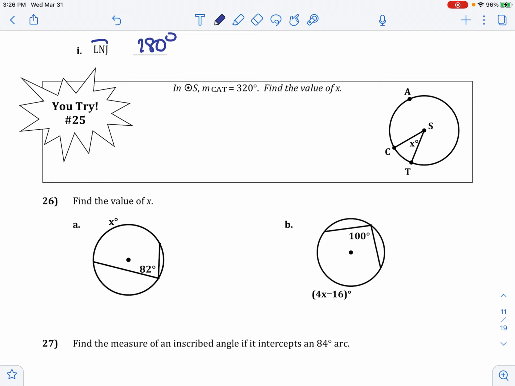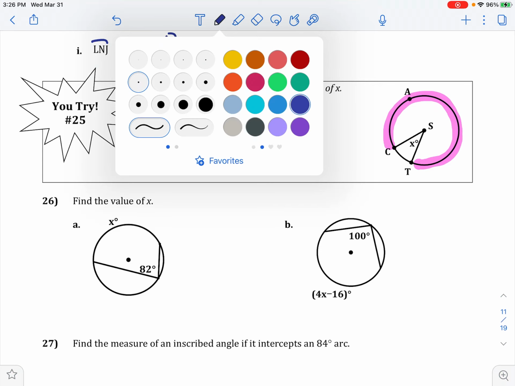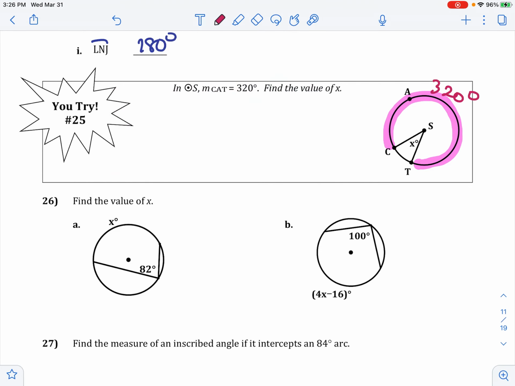Okay. So this one's asking us for the measure of angle CAT. I'm sorry, the measure of arc CAT. So that's C through A all the way to T, which is all of that. And that is 320, they tell us. 320 degrees. So that's most of the circle, right? That only leaves you with 40. So if we put 40 for CT, well, S is a central angle, so X has to be also 40. So it's nice to use that 360.